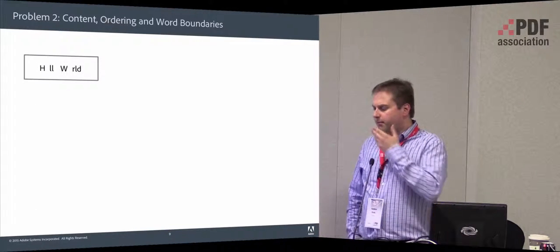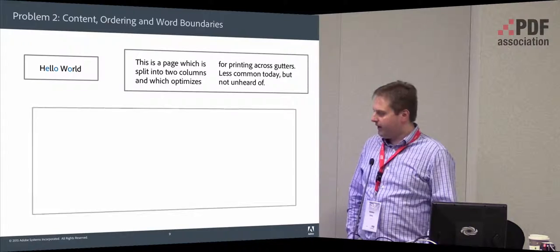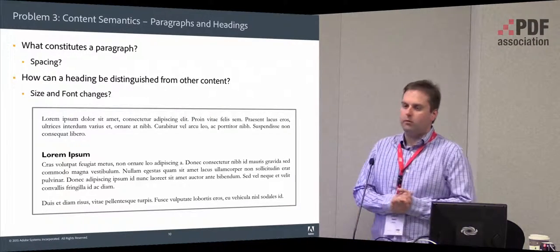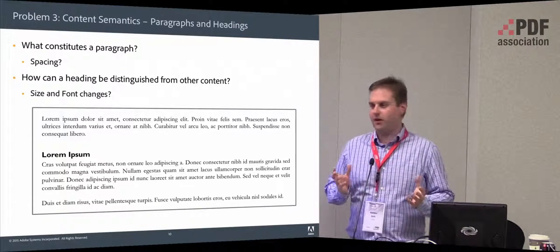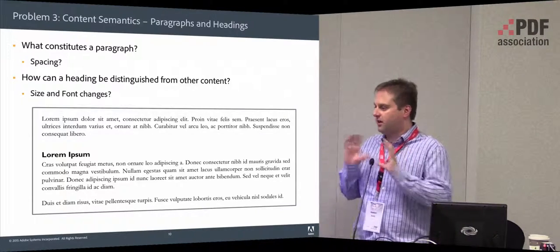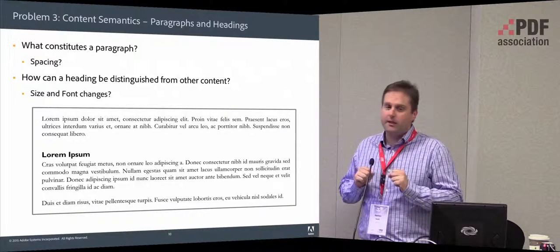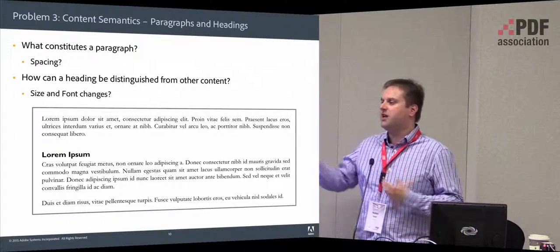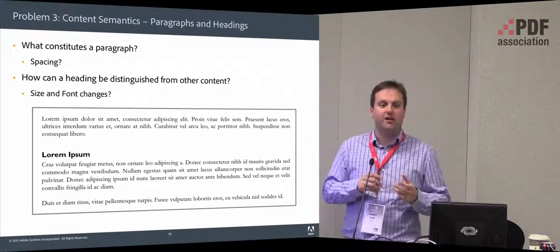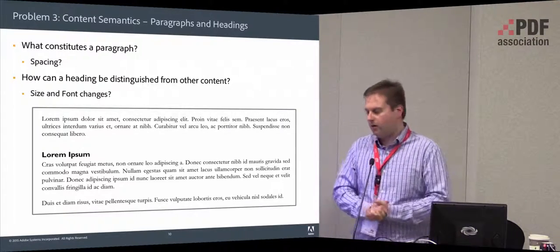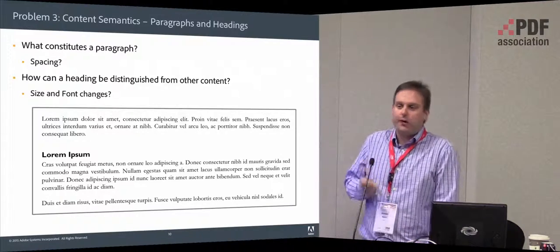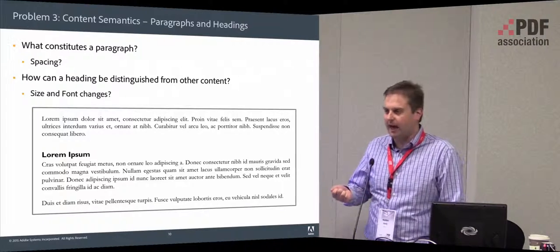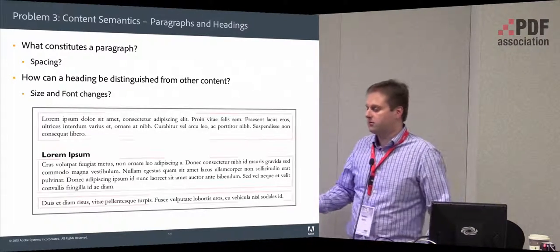Another example is, I will jump to the next one. What constitutes paragraphs in documents? Paragraphs are logical concepts, but they're not something that appear in PDF as fundamental things. They are just layout of text, absolute positioning, and it happens to look like a paragraph to a human reader. All of these are problems. And how do we even identify headings? Do we look for things like font and size changes? Is that reliable? Obviously not.